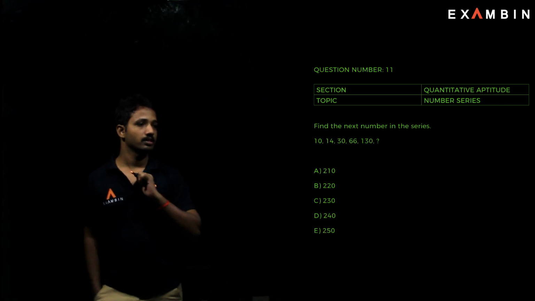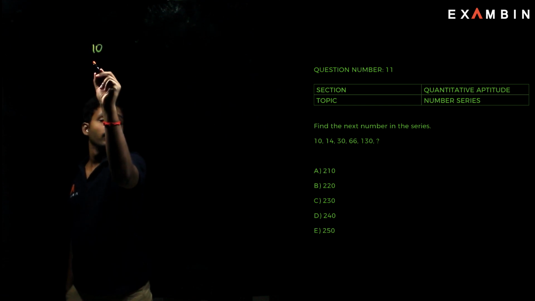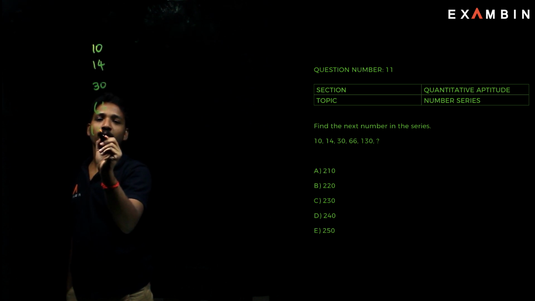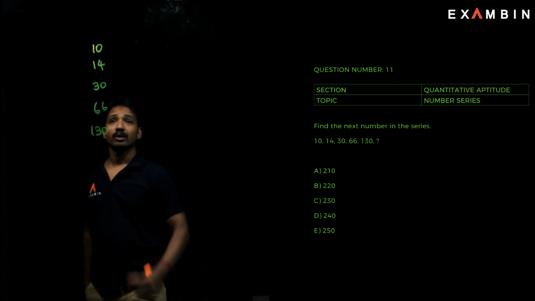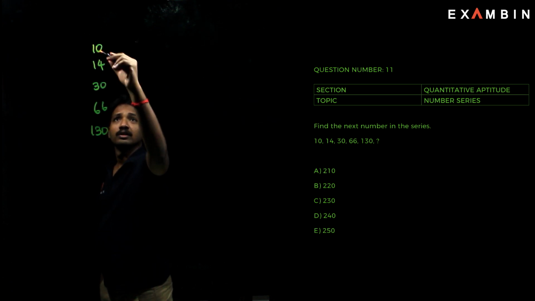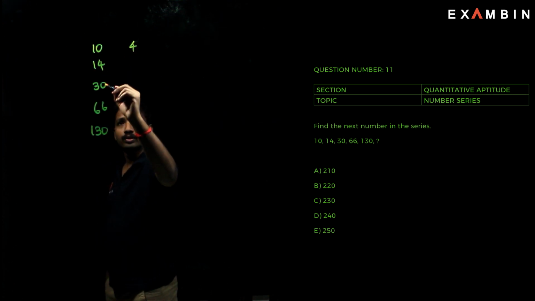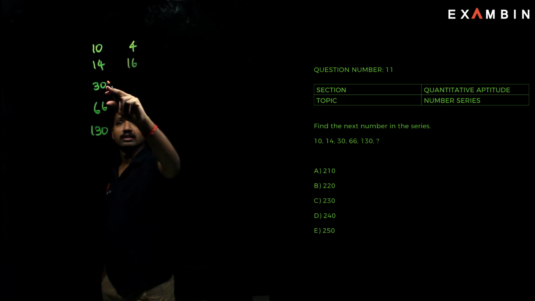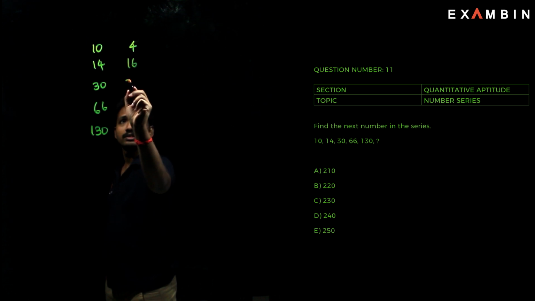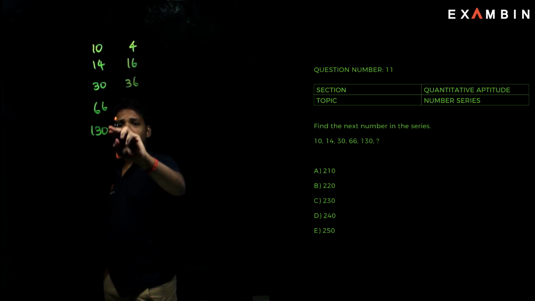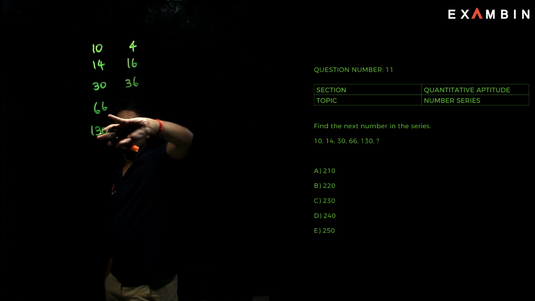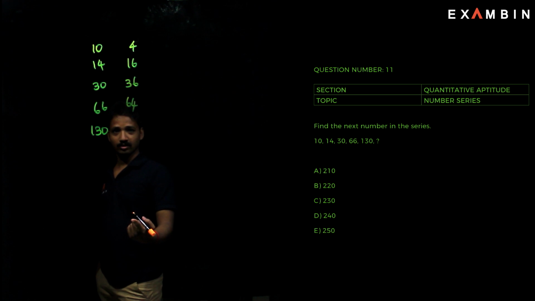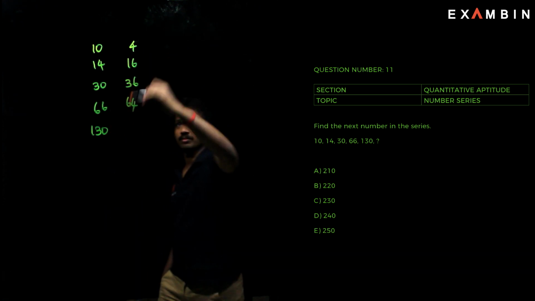Find the next number in the series: 10, 14, 30, 66, 130. Find what has happened between these two numbers. 10, 4 is added, 14. 14 to 30, 16 is added. 30 to 66, 36 is added. 66 to 130, 64 is added. So what is the relation between these numbers?